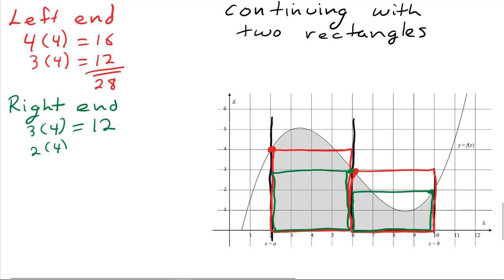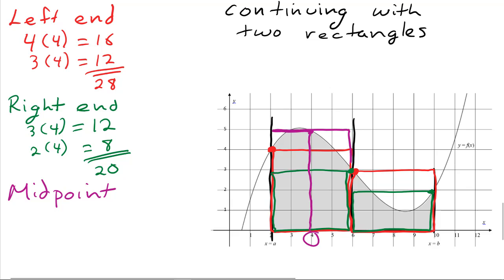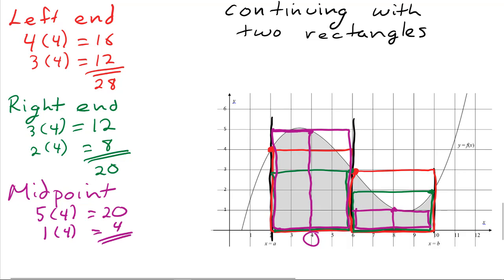And finally, taking the midpoints for each of the intervals, the left interval runs from 2 to 6, so the midpoint there is 4, and the height at 4 is approximately 5, so that gives us an area of 20. And the second rectangle has a midpoint at x equals 8. The height there is about 1, and that gives us an area of 4.